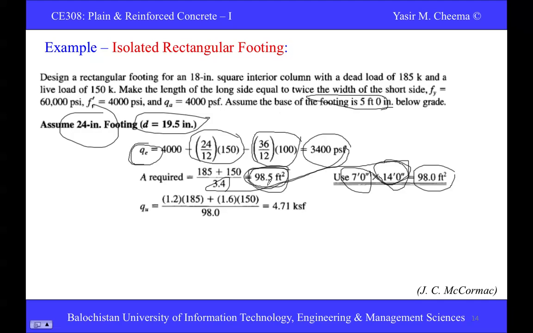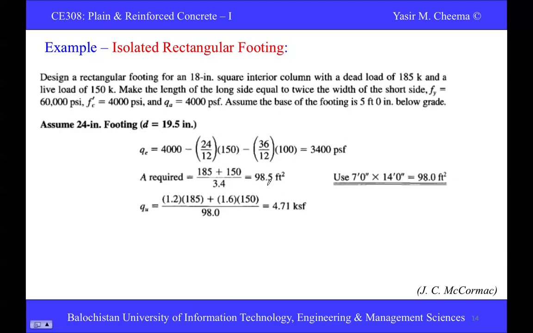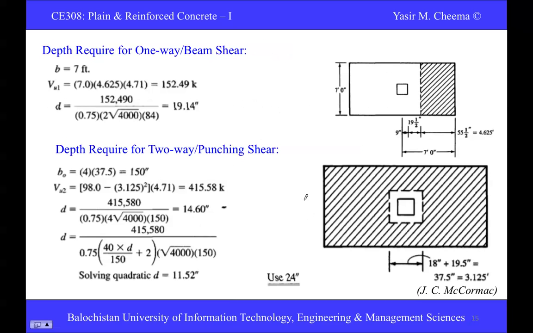Preferably try to be more than 98.5. The upper side would be okay, but here it's 98 square foot and the required is 98.5 square feet. It is better to go for the upper side, though if the difference on the lower side is very small, then it is okay. So the ultimate strength, qu, is the factored loads divided by the area, and this gives you 4.71 kips per square foot.